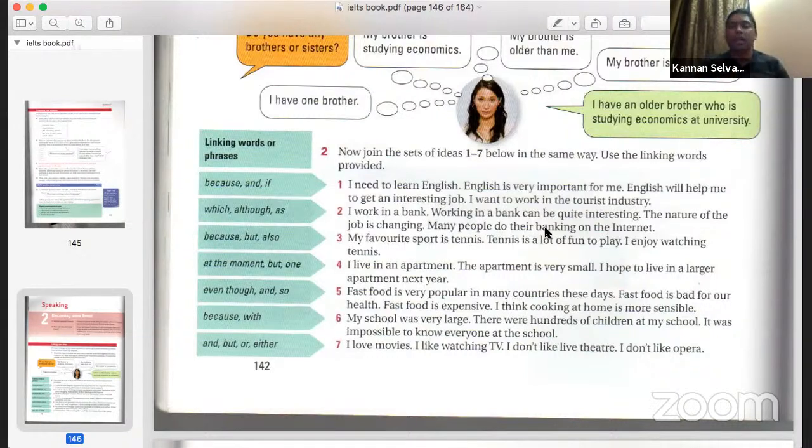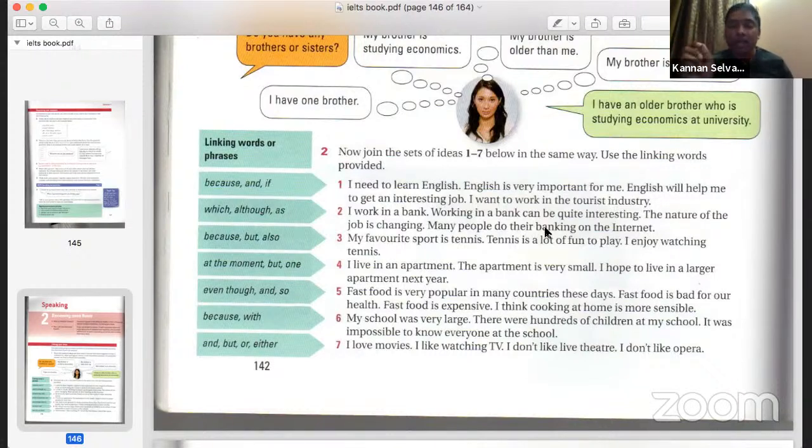I need to learn English because it is very important for me and it will help me to get an interesting job if I want to work in the tourist industry. I need to learn English because, why exactly am I making use of because over there? Because it's a reason. I need to learn English because, for what? What's the reason? Because it is very important for me.